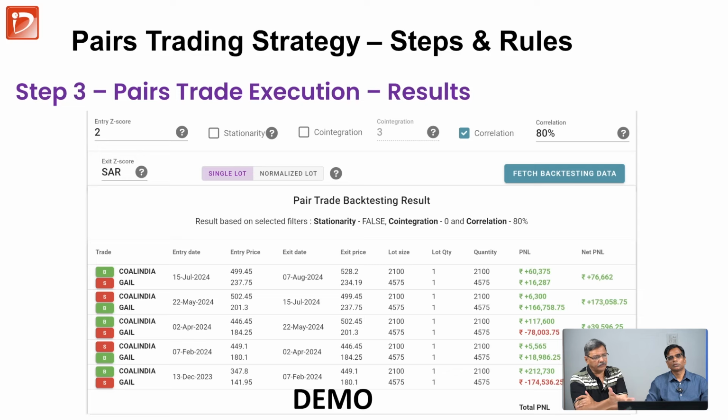Like I said, this is not for really small retail traders. This is mainly for institutions or HNIs or even people who have a good capital size, not necessarily HNI. For example, here we are talking about short Coal India and long GAIL in the second example. Over the period of May to July, which is just 2 months, it has given 1.73 lakhs of net PNL. But then you can imagine the capital required.